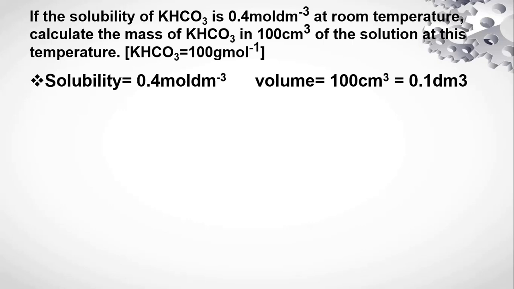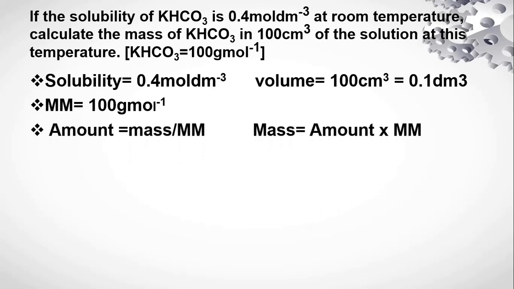So the same thing, we bring out the data. Solubility is 0.4 mole per dm cube. Our volume in the question is 100 centimeter cube. Always remember to change it back to decimeter cube by dividing with 1000, which is going to give us 0.1. And then the molar mass of this salt is 100 gram per mole.